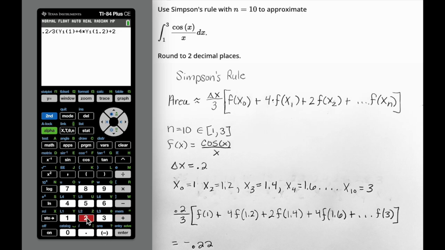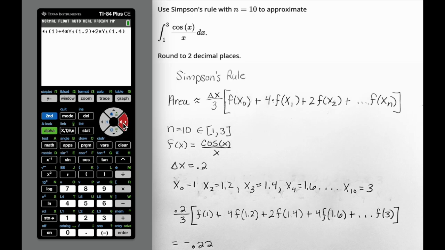Plus, then I'm going to do 2 times the value of the function, and now I'm going to do 1.4. Whoops, I forgot my parentheses here. If you forget something and you don't want to have to start over, you can go to where you want to insert something and then hit second delete, and it will leave a space for you to insert without copying over.